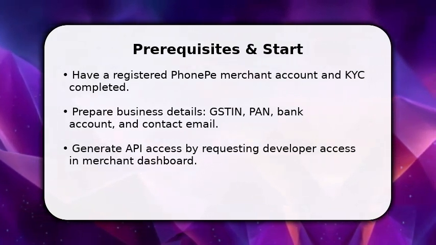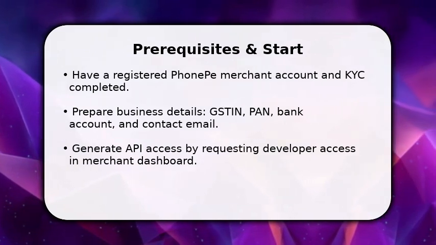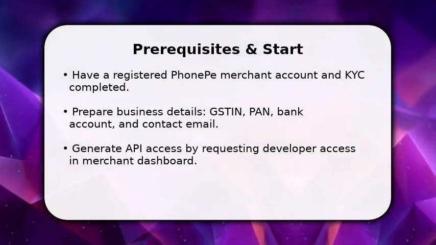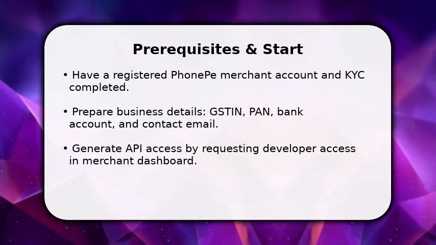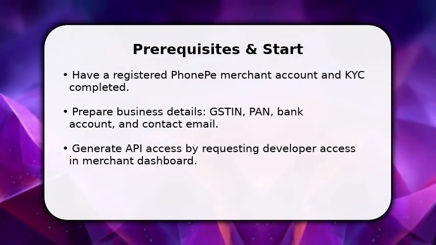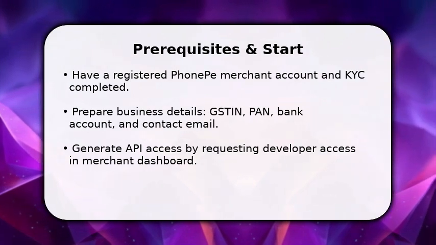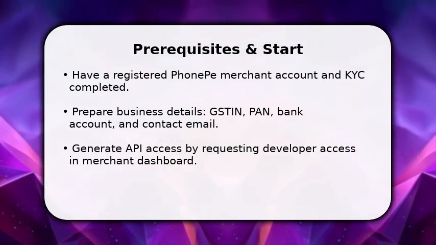Make sure you have GSTIN and PAN handy because PhonePe validates them before enabling API creation. Then click the Create Application or Request API button to start the API key generation process.